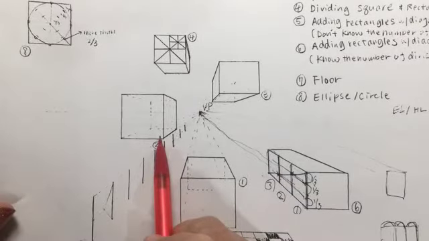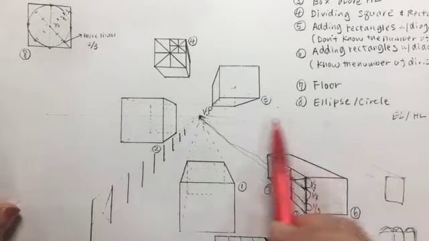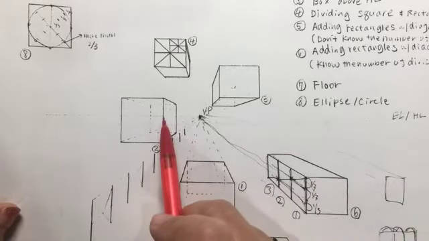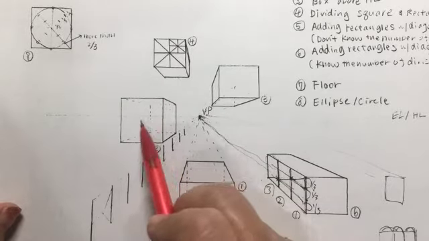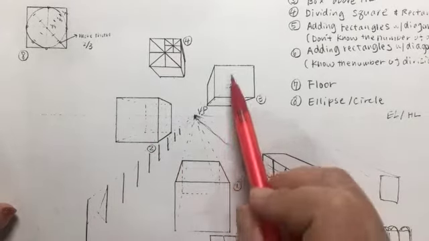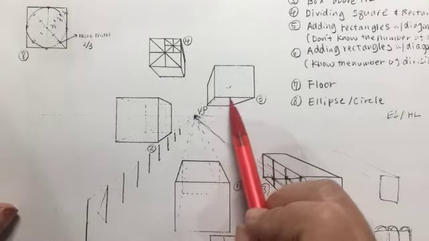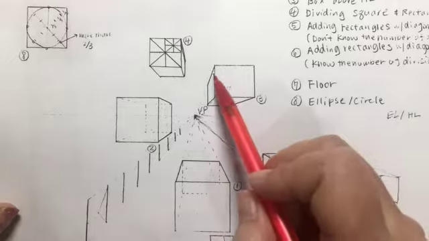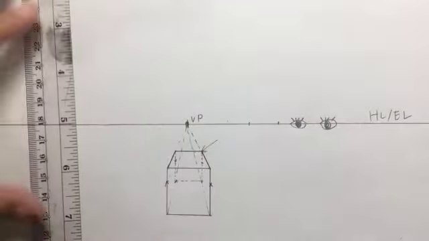Number two is at the horizon line, meaning you're at the eye level, right? So you don't see the top and bottom, you see the sides and the front. This one is above the eye level, so you're looking up at the cube, so you see the bottom, right? So you don't see the top. So let's just practice here.